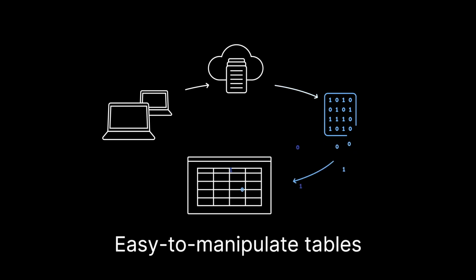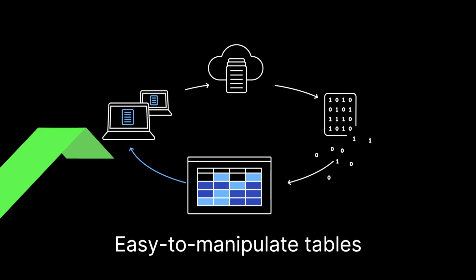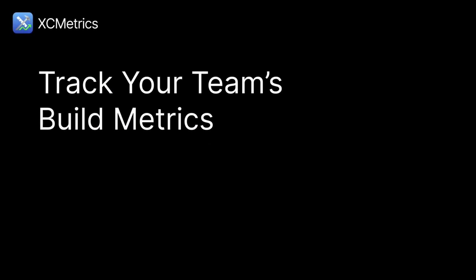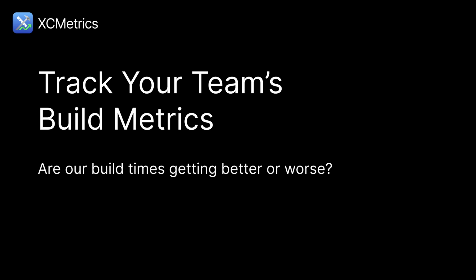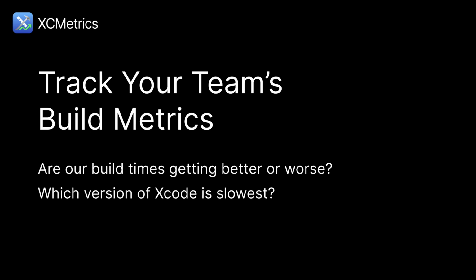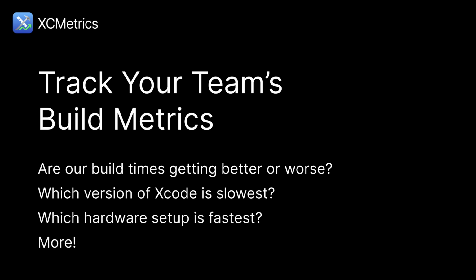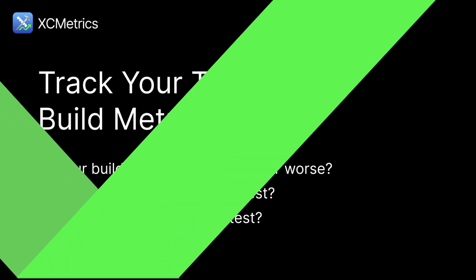The data is stored in easy-to-manipulate tables, allowing us to look at historic build metrics for the whole team any way we want. We use these metrics to answer questions we have about productivity, like, are our build times getting better or worse? Which version of Xcode is the slowest? Which hardware setup is fastest? XCMetrics makes it easy to find all this out and even more. And of course, we use these insights to improve our developer experience.